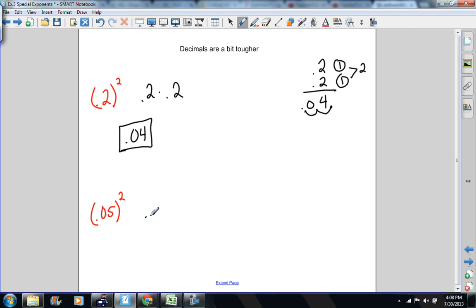So 0.05 squared would be 0.05 times 0.05. Now, one of the tricks you can use is, since this had 1 decimal place twice, that means it's going to be 1 plus 1, or 2. This one had 2 decimal places twice, so 2 plus 2 means there will be 4 decimal places. So you should know how many you have before you start. So now we have to do 0.05 times 0.05, so we know there are 4 decimal places. 5 times 5 is 25. Everything else is zeros, so we have to go 1, 2, 3, 4. So 2 zeros in here. 0.0025. Okay?